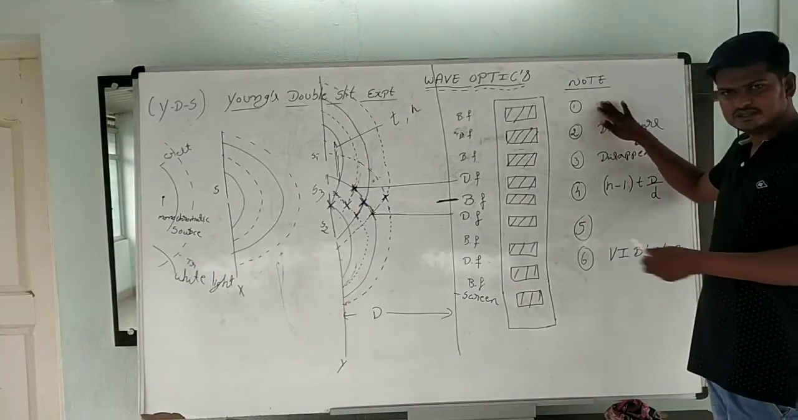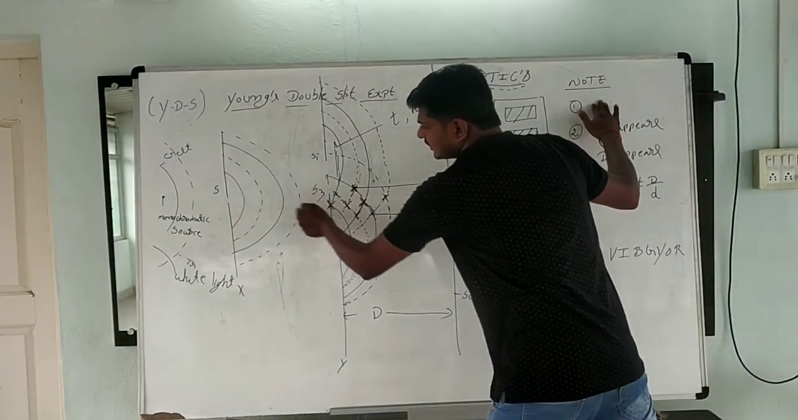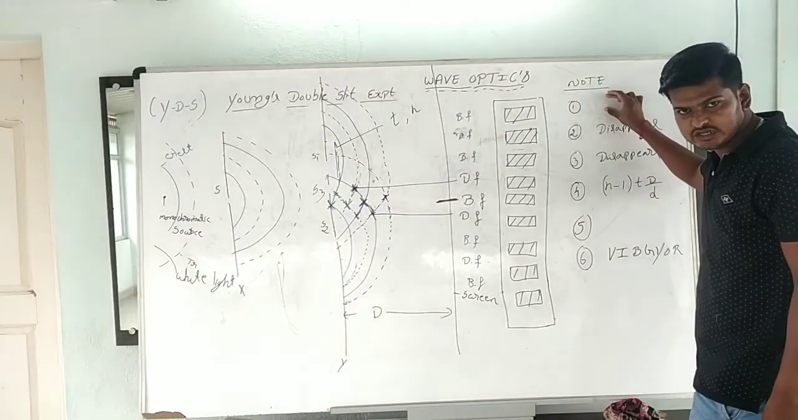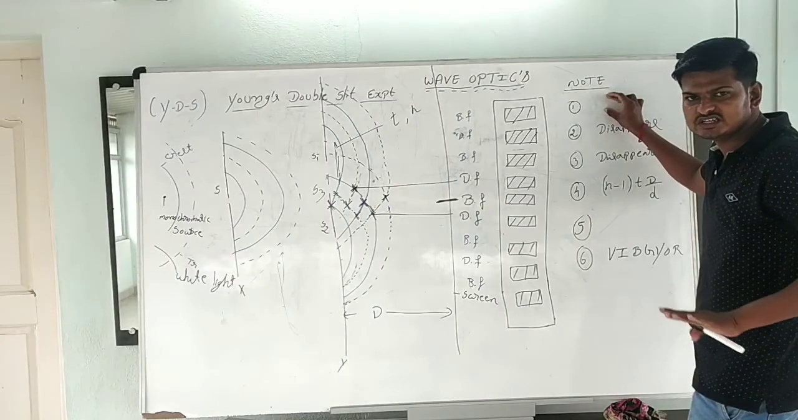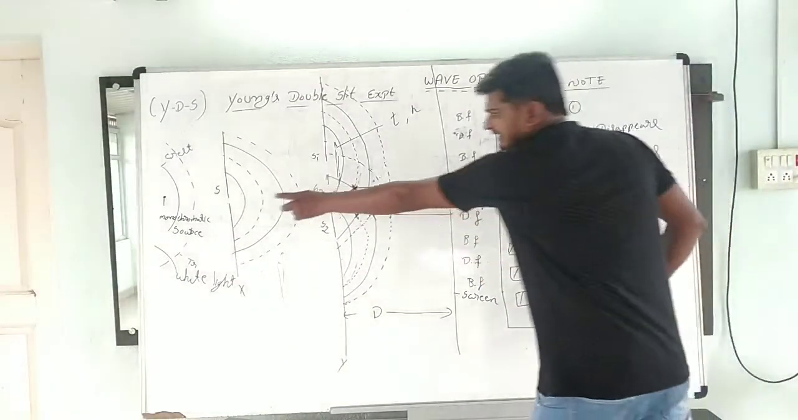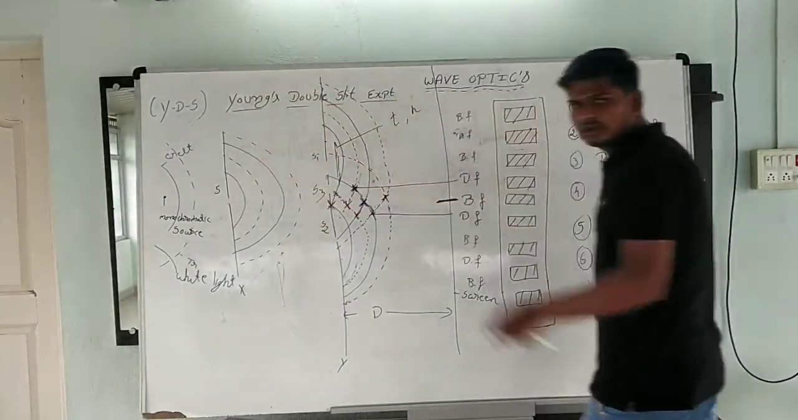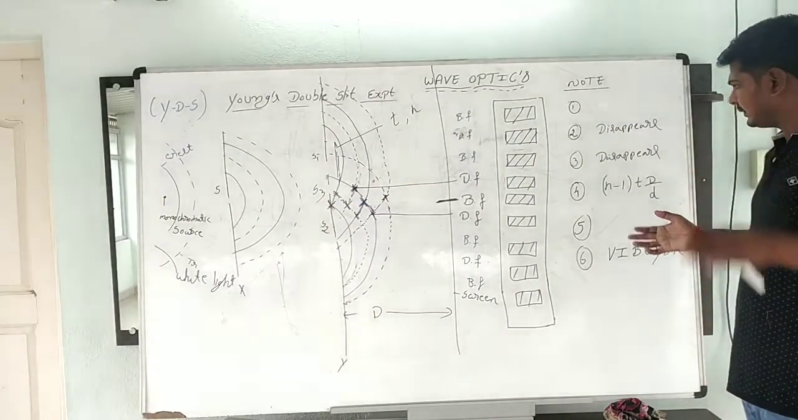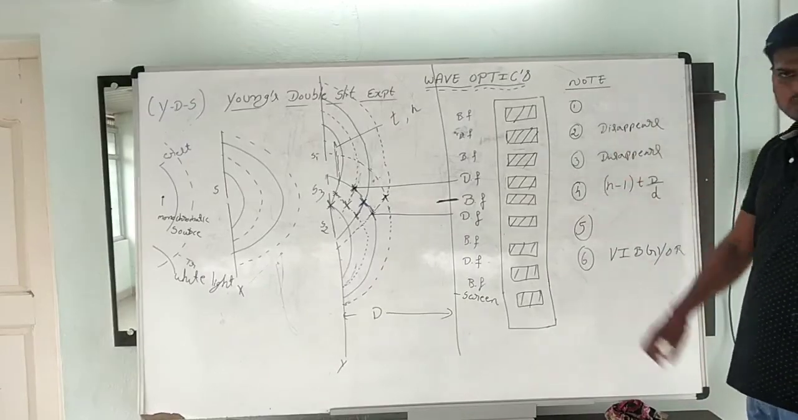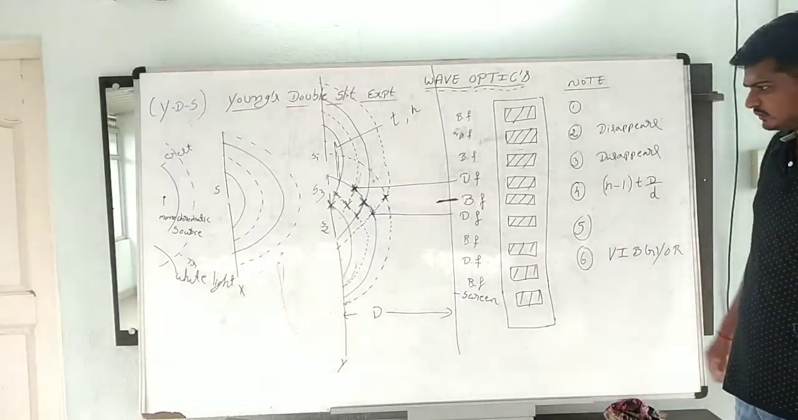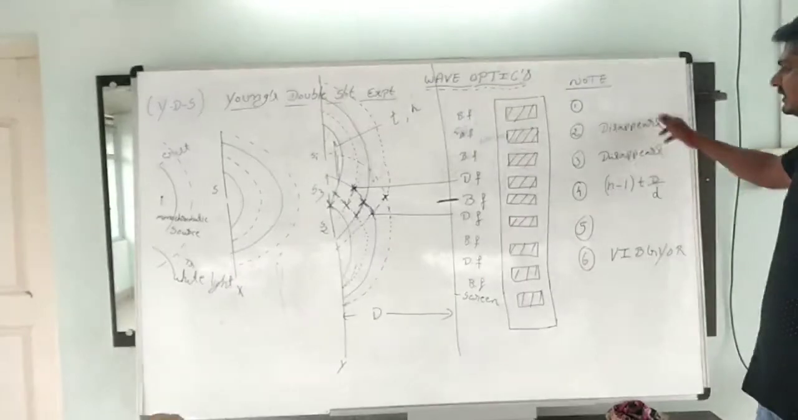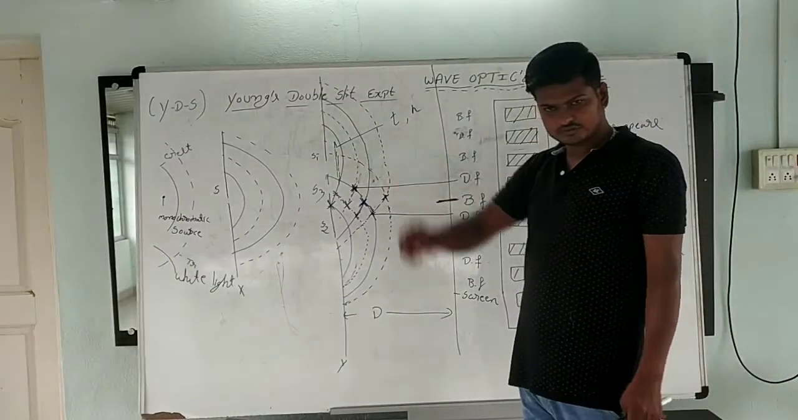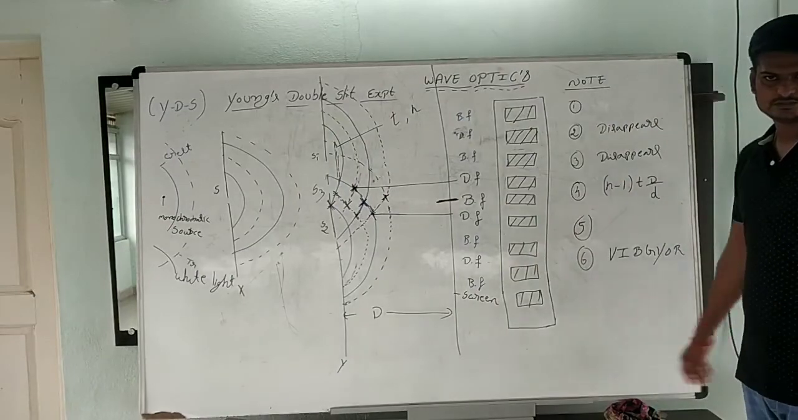First one: if the slit S is moved near to S1 and S2, what will happen? The brightness of the fringes will increase and the fringe width is not affected. If slit S is widened, the entire fringe pattern will gradually disappear. If any one of the slits is closed, again the pattern will disappear.